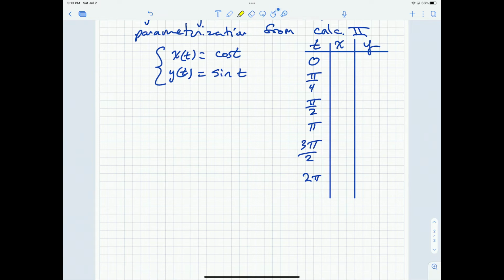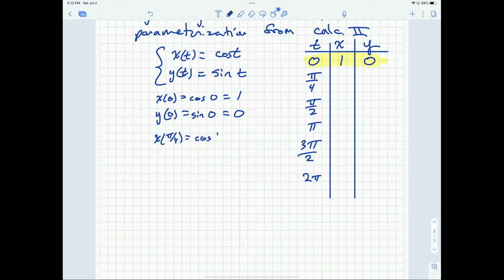So I pick these t values, I plug them into these equations that I've written over here on the left, right? So if I'm trying to do this first line, I would say, well, x of 0 is cos 0, which is 1. y of 0 is sine 0, which is 0. So I have an x value of 1 and a y value of 0. And if I continue this process, x of pi over 4 is cosine of pi over 4, which is root 2 over 2. And of course, the y value there is also root 2 over 2.